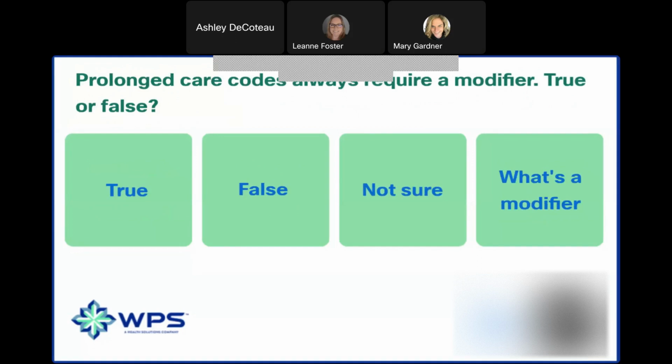All right, we've got a couple more questions. The next one is, prolonged care codes always require a modifier, true or false? Awesome. It looks like every single one of you got this one correct. All right, the answer to this one is false. Remember, that was one of our top rejections too for invalid modifier. So even if your E&M code requires a modifier, your prolonged codes do not require a modifier, and adding a modifier could actually cause your claim to reject.